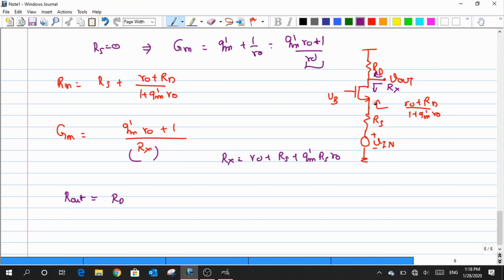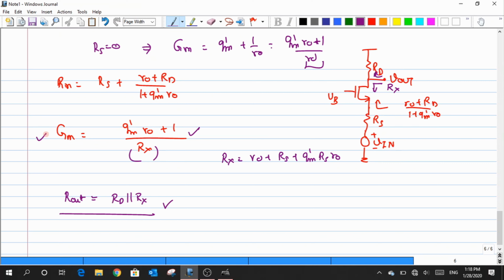Rx. That is a quantity that I've already made, right? So it is just RD in parallel with Rx. As simple as that. You know that you have got the value of GM, you basically got the value of R out. You have to multiply both these quantities in order to get the gain expression, okay?